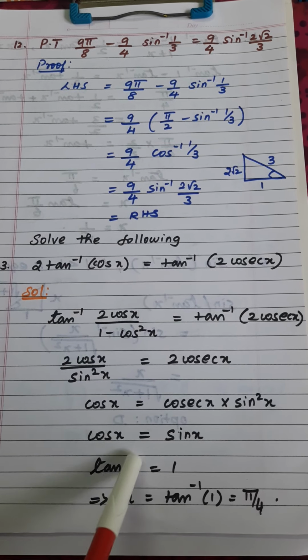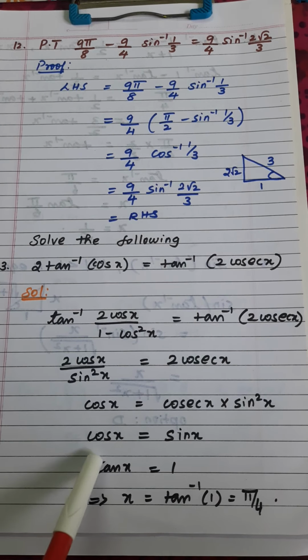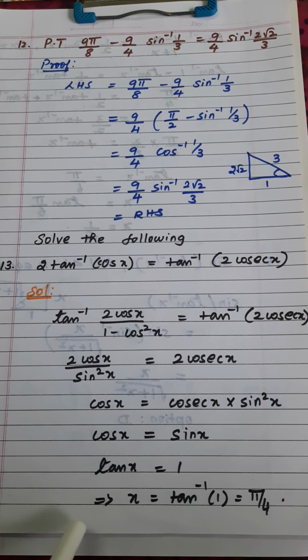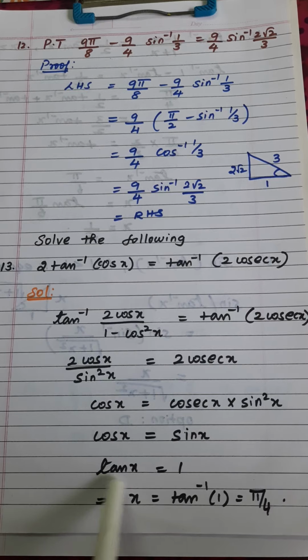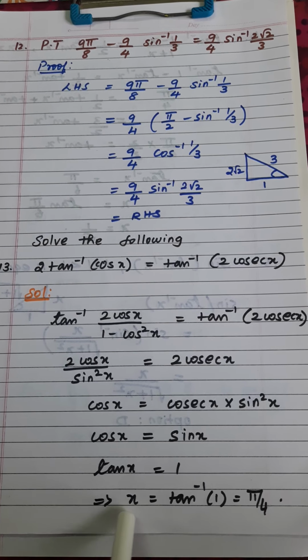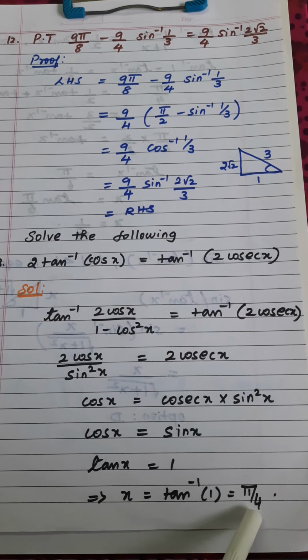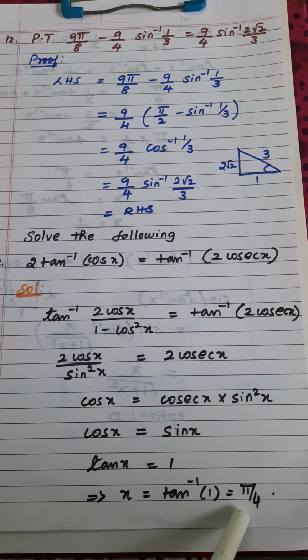So cos x equals sin x. Then transposing this, you will be getting sin by cos equals 1. Sin by cos is nothing but tan x. Tan x equals 1, x equals tan inverse 1. The respective angle for tan inverse 1 is pi by 4. So the value of x is pi by 4.